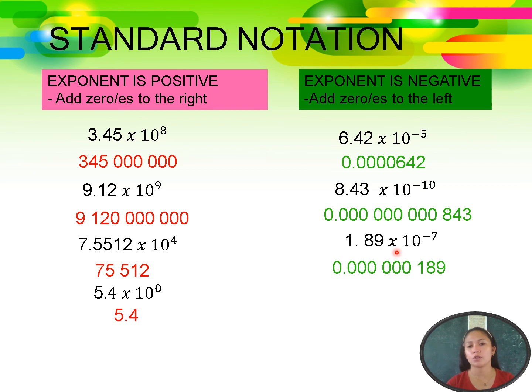we'll have 1.89 times 10 to the power of negative 7. So we'll have here 1, 2, 3, 4, 5, 6, 7. So we'll have our decimal point here. And another, 2.3 times 10 to the power of negative 2. So our answer for this is, we'll have 1 and then 2. And then we'll put the decimal point. So this is now the equivalent decimal notation for 2.3 times 10 to the power of negative 2.